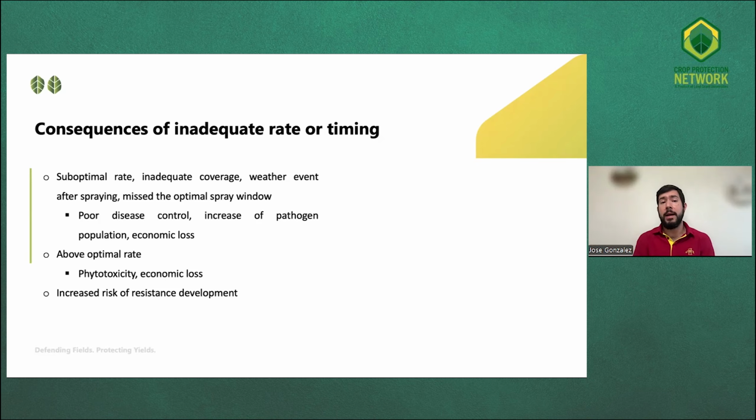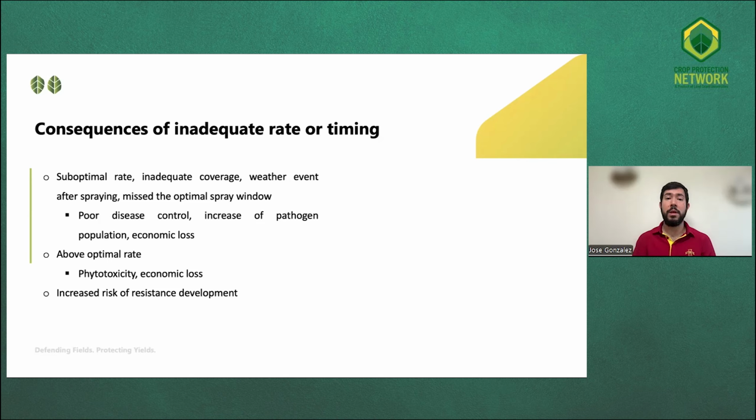Okay, now I would like to take a moment to talk about some consequences that we could see from using an inadequate rate or not targeting the right timing for doing an application. So if we apply a product at a rate that is not ideal, or if we miss an optimal spray window for an application, we could see poor disease control. And in this case, we will be promoting the increase of the population of a pathogen in a field, which can translate into economic loss. Also, if we use rates that are above the optimal rate, we could cause some phytotoxicity in our crop, and we could incur economic loss also by using resources in a way that is not efficient.